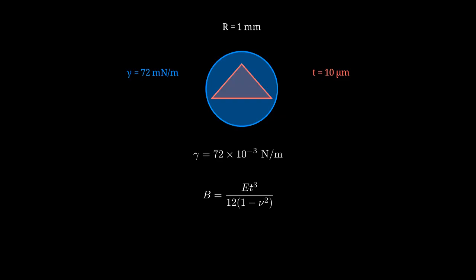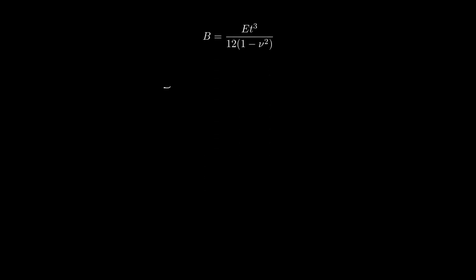The bending stiffness B is given by Young's modulus E times thickness cubed divided by 12 times (1 minus Poisson's ratio squared). For typical plastics, E is around 1 gigapascal, and nu is about 0.3. Plugging in numbers: 1 gigapascal times (10 to the negative 5 meters) cubed, divided by about 11, gives us approximately 10 to the negative 16 Newton meters.